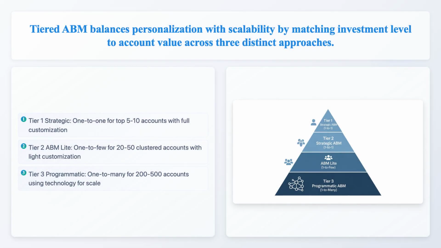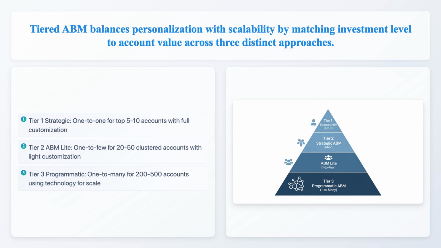Effective ABM requires three distinct tiers that balance personalization with scalability. Tier 1 is strategic ABM, one-to-one marketing for your top 5 to 10 target accounts. These receive highly customized campaigns, personalized landing pages, custom research reports, executive briefings, and direct mail campaigns. Every touchpoint is tailored to that specific company's challenges and opportunities.